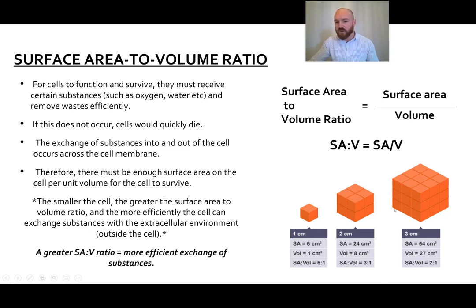And then if we do this one more time, we have an area here of 3 times 3, which is 9 for each face. That ends up being 9 times 6, and we get 54 centimeters squared. Our volume is 3 times 3 times 3. So 3 times 3 is 9, and then times 3 again, and we end up with 27. So now our surface area is only twice as big as our volume, rather than if we went right back here to our smallest cell, 6 times bigger. So here, our surface area to volume ratio is 2 to 1.